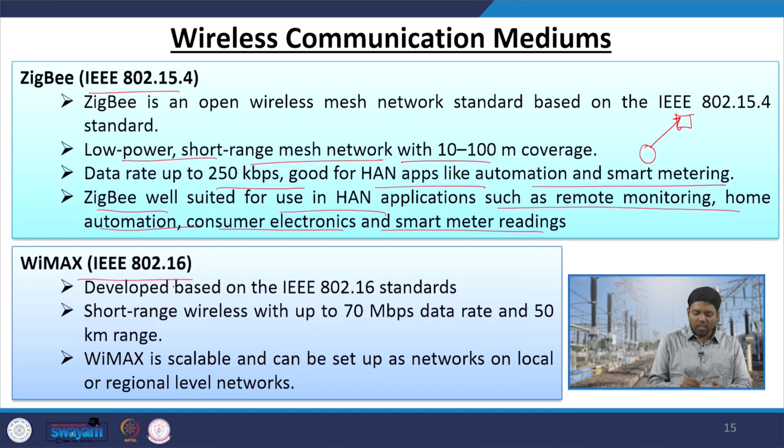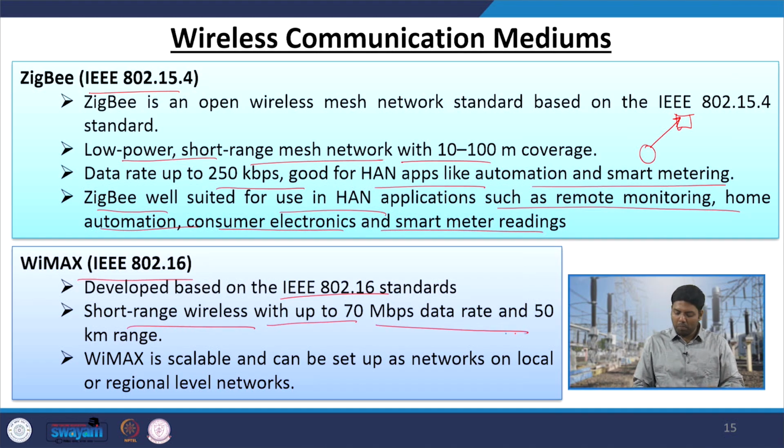Then you have WiMAX, that follows the IEEE 802.16 standard, a wireless medium with a 70 Mbps data rate and 50 kilometer range. So a little bit of a wider range of customers you can cover with WiMAX. WiMAX is scalable and can be set up as a network at local or regional level.